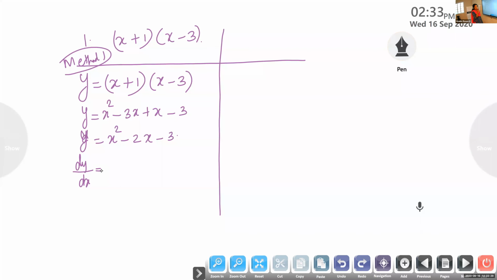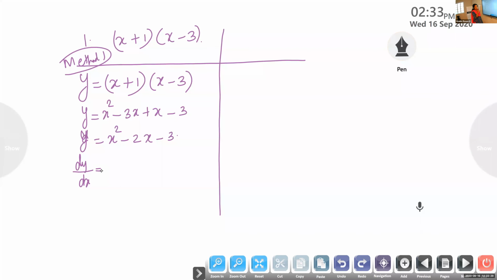It is the same as d by dx of x square minus 2 into d by dx of x. That one I'm not writing because you have practiced some questions. Is it clear what I'm saying here? If you want, you have to write the steps like this: d by dx of x square minus d by dx of 2x minus d by dx of 3. But hereafter, we should get practice with this.